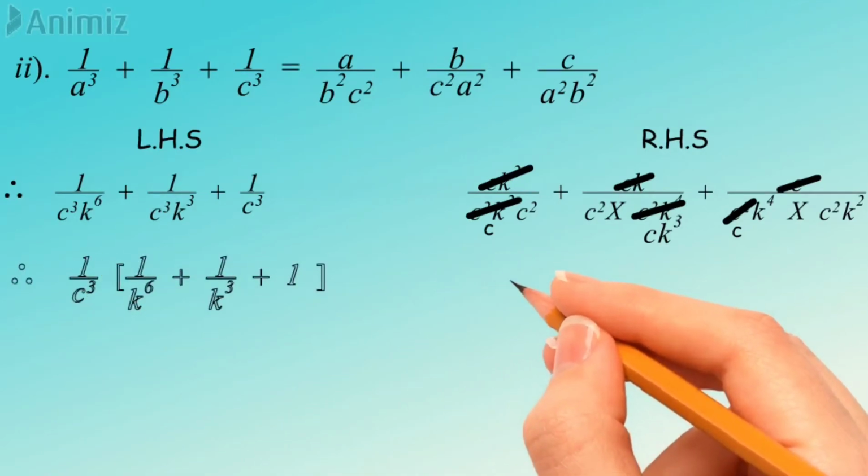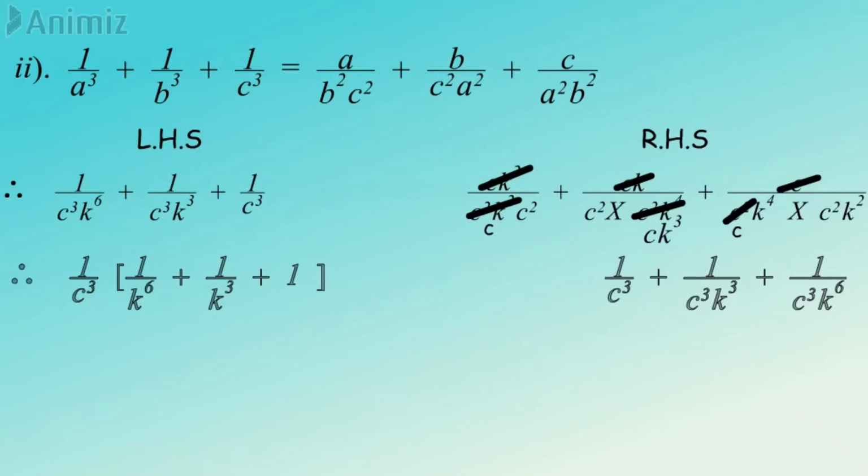Yes, this one. Now when you look on the right hand side and multiply the remaining factor in the denominator, you will get 1 by c cube plus 1 by c cube k cube plus 1 by c cube k raised to 6. Again what you are observing? 1 by c cube is common.